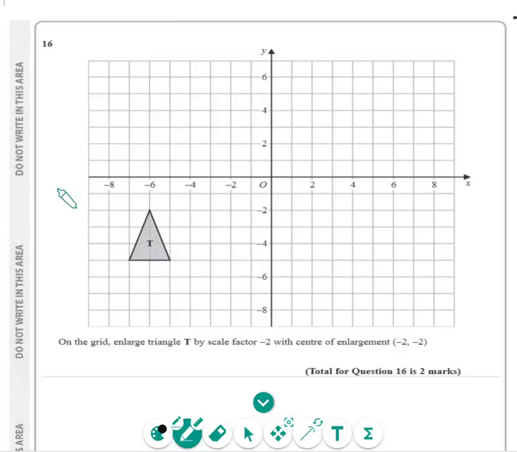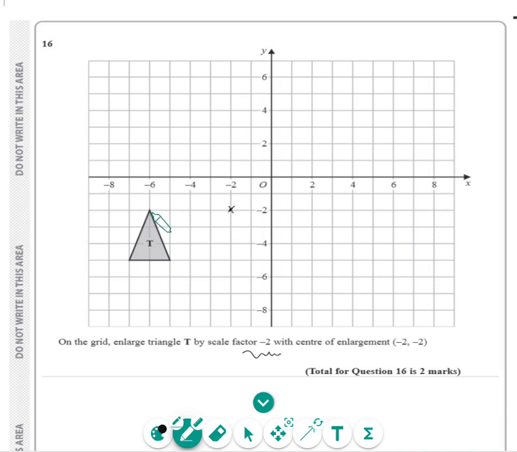Question 16. On the grid, enlarge triangle T by scale factor -2, where the centre of enlargement is (-2, -2). So let's first of all mark the centre (-2, -2). When we're enlarging by scale factor -2, all our distances are going to be twice as far from this centre, but they're also going to be in the opposite direction. So my shape is going to end up twice as big, but sort of upside down over here.